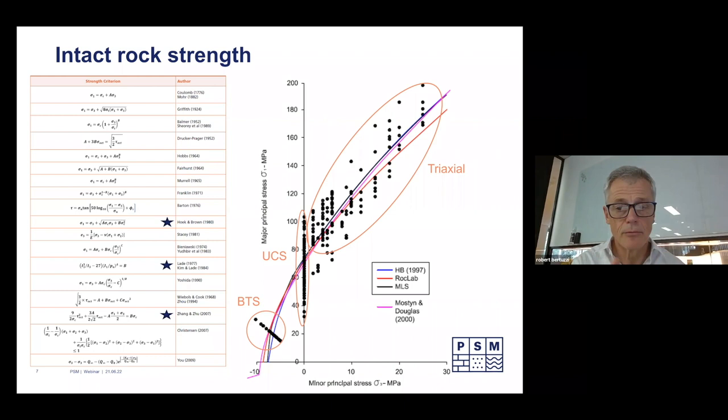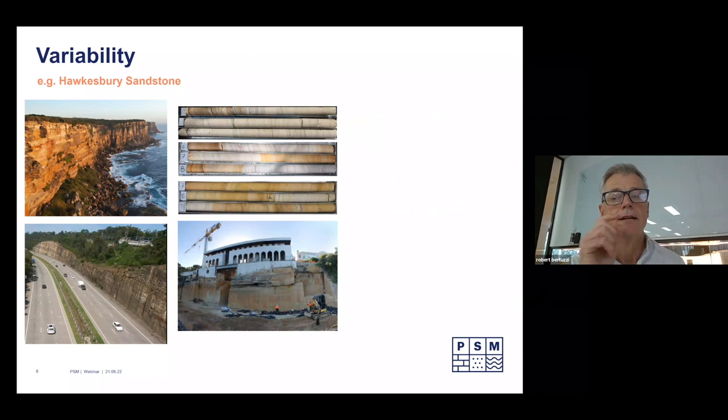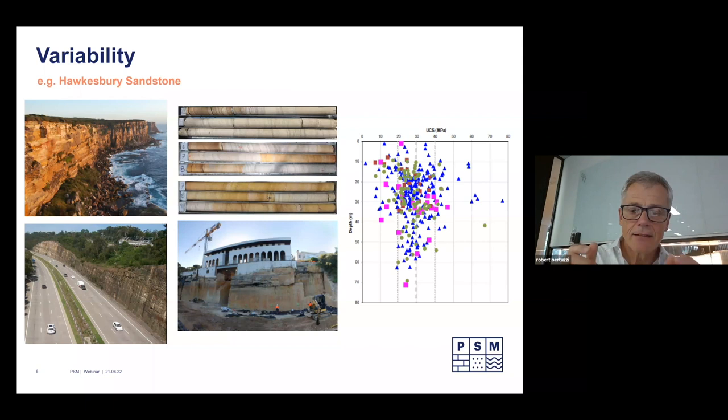So UCS, which lies on the axis here, the indirect Brazilian tensile strength test, and the triaxials. There's lots of variability in the lab test results. And I'm going to use the Triassic aged Hawkesbury sandstone as an example. The Hawkesbury sandstone covers Sydney. It covers an area of about 10,000 square kilometres. It's up to 200 metres thick. It's horizontally bedded, with two vertical joint sets, and those joint sets are largely widely spaced. It's got to be one of the least complex rock masses, and yet its intact strength is still variable.